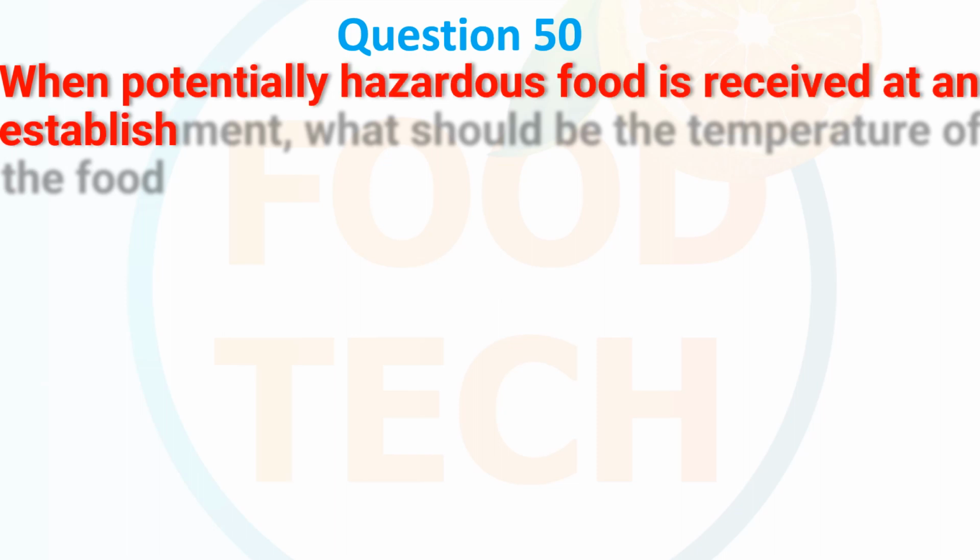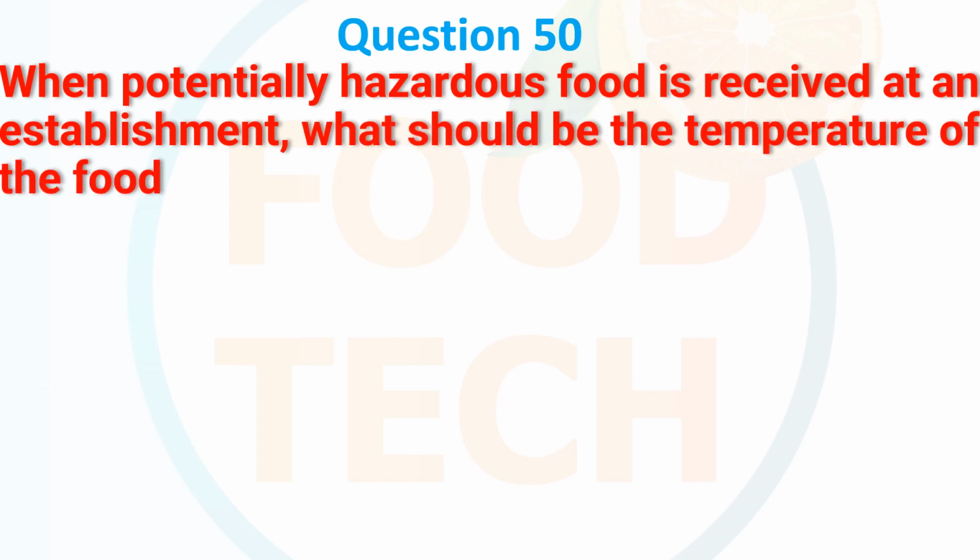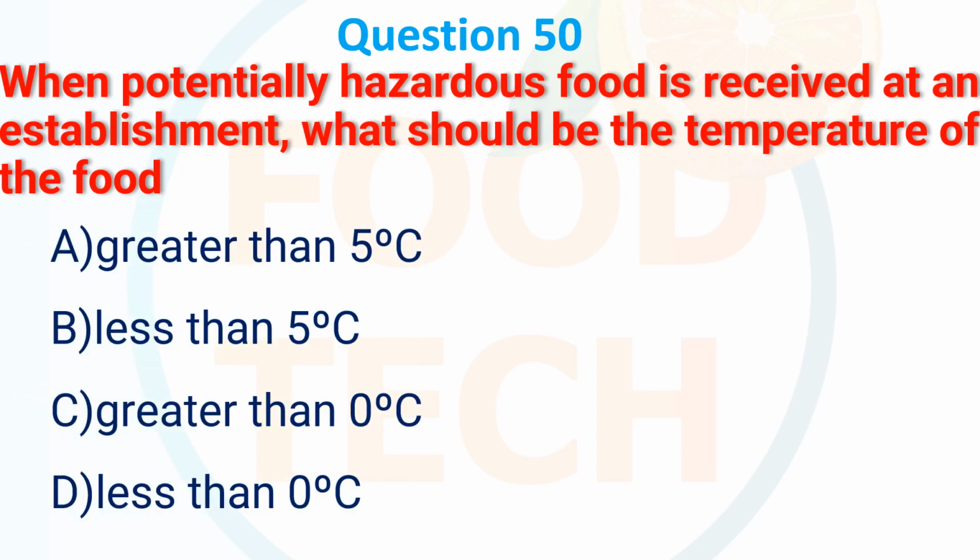When potentially hazardous food is received in an establishment, what should be the temperature of the food? A. Greater than 5 degrees Celsius. B. Less than 5 degrees Celsius. C. Greater than 0 degrees Celsius. D. Less than 0 degrees Celsius. The answer is B. Less than 5 degrees Celsius.